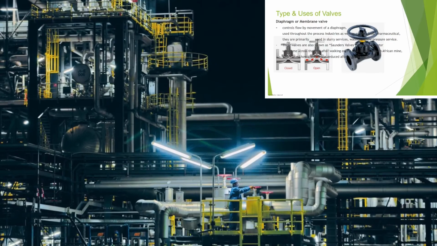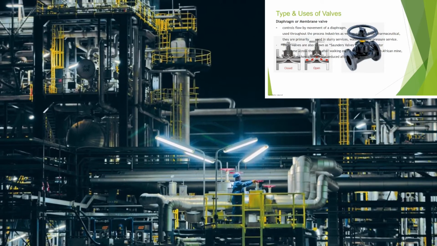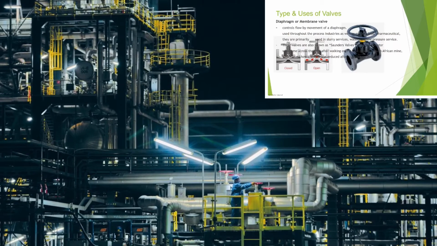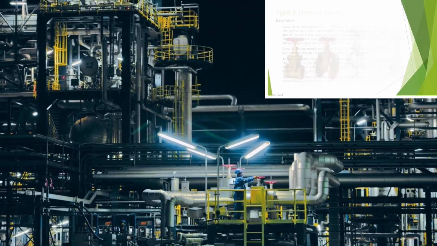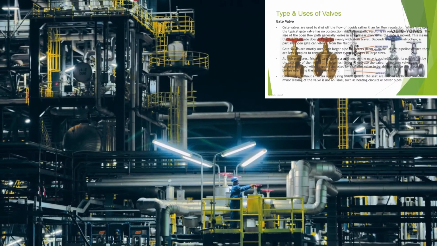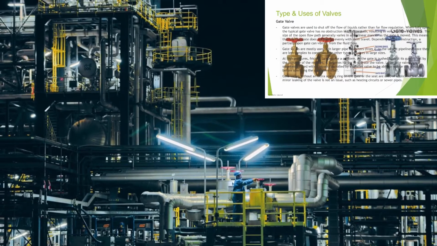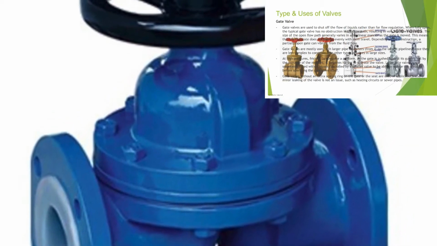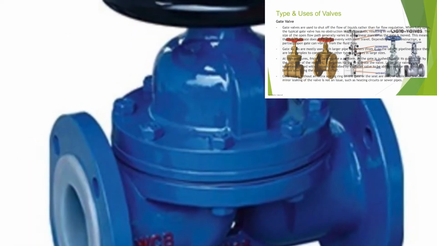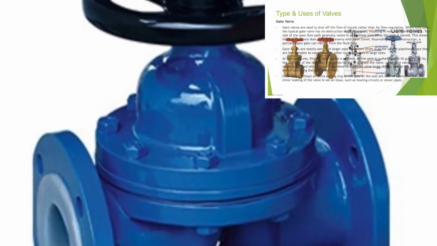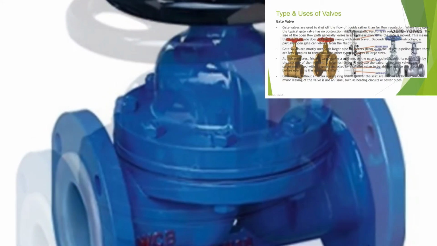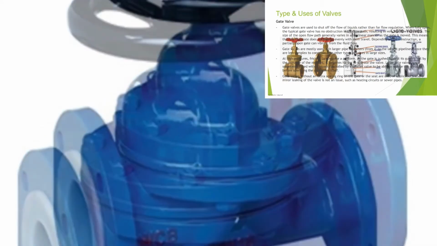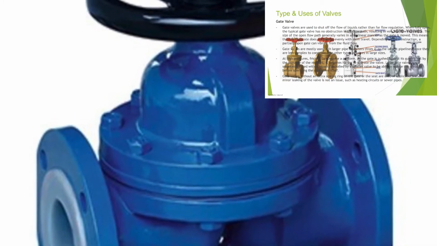So the next one is what we call the gate valves. Gate valves are used to shut off the flow of liquid rather than for flow regulation. When fully open, the typical gate valve has no obstruction in the flow path, resulting in a very low flow resistance. The size of the open flow path generally varies in a non-linear manner as the gate moves.